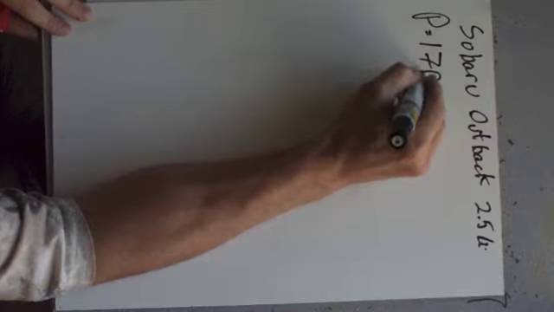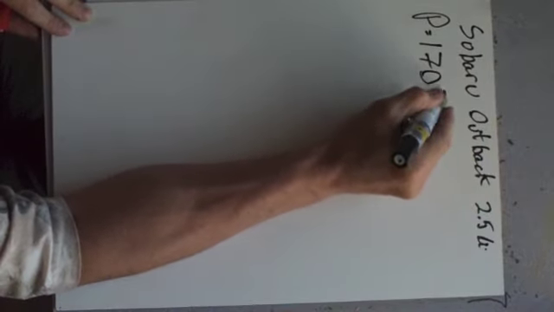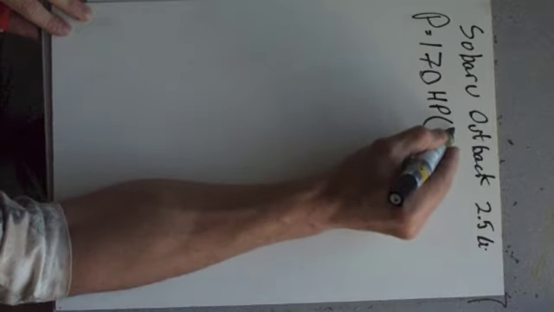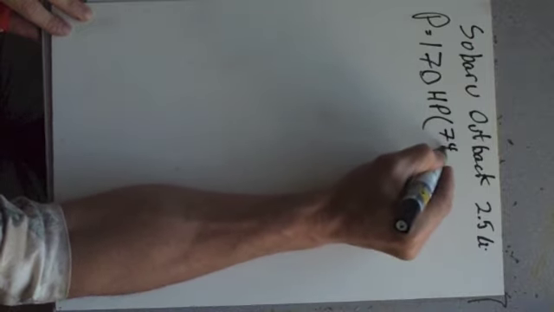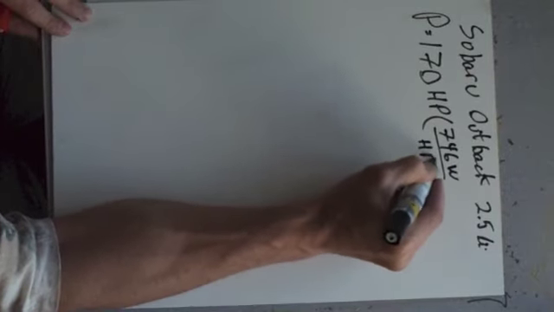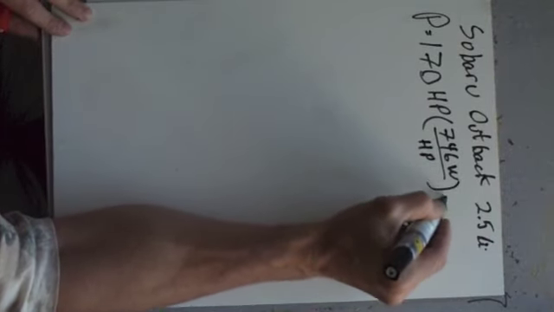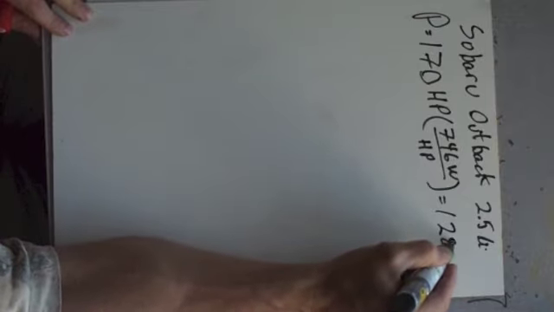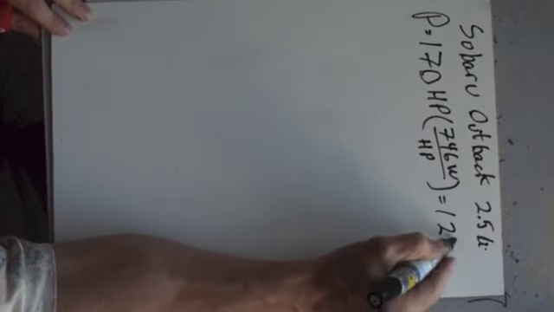A Subaru Outback 2.5 liter engine has a maximum power potential of 170 horsepower. And we can multiply that by about 3/4 of a kilowatt per horsepower. Yields about 127 kilowatts.